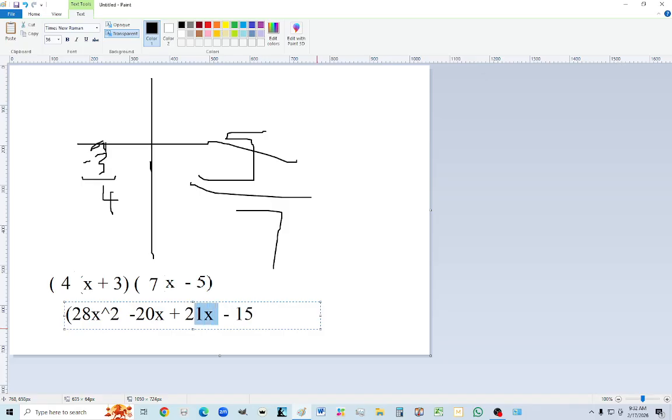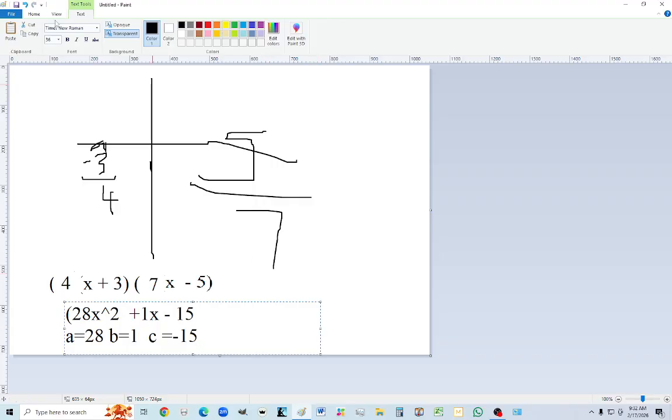And then these like terms in here adjust. -20 plus 21 becomes plus 1x. And therefore my A becomes 28, my B becomes 1, my C becomes -15. Stop, you're done. Move to the next question.